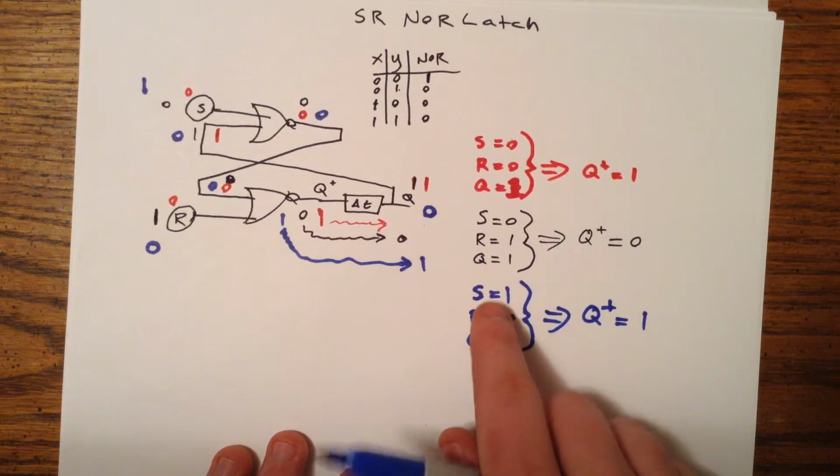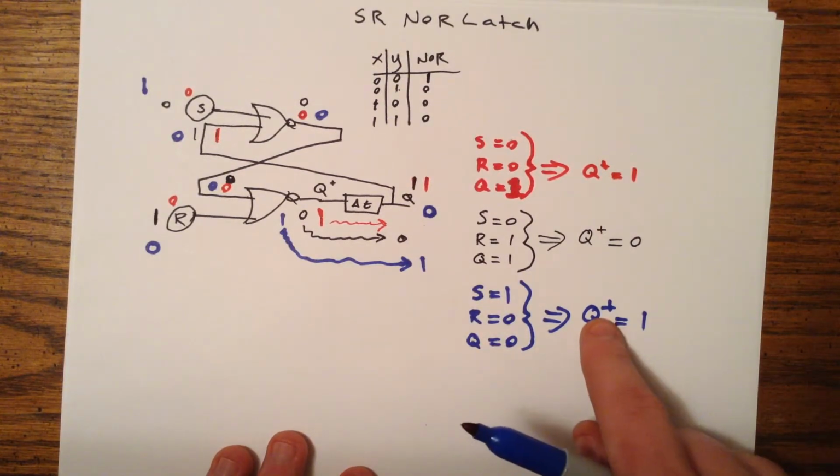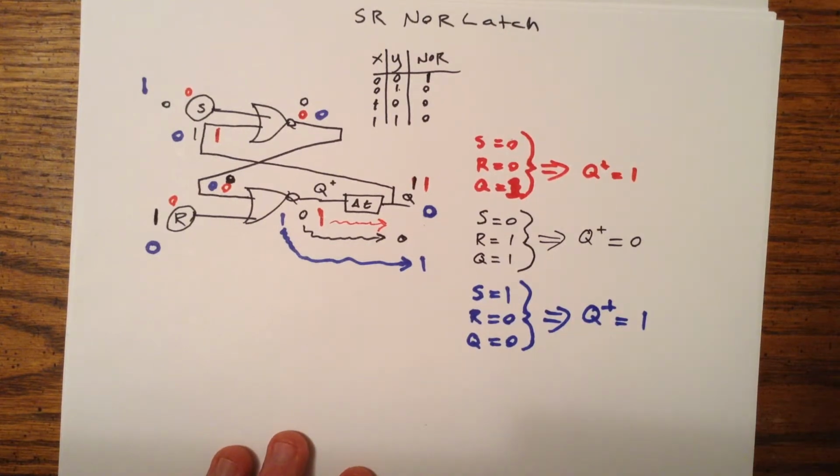Conversely, for set equal to 1, reset equal to 0, and Q equals 0, we get the next state of Q being equal to 1. That's like pressing the set switch, or turning it on.